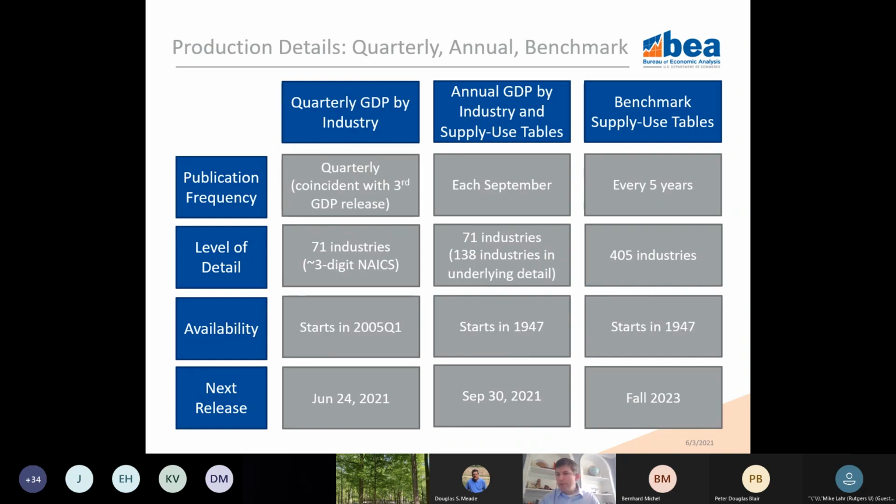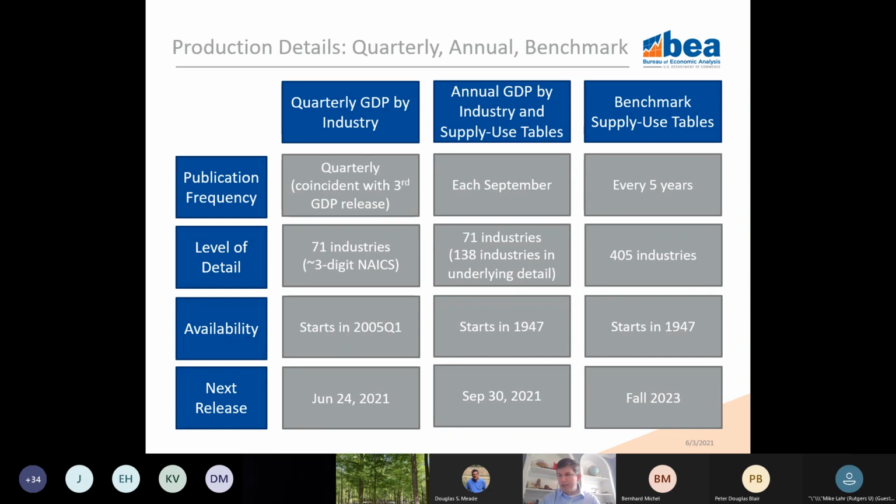So jumping back now to provide a little more detail about those core industry data sets, including our input-output tables, as well as the GDP by industry statistics. This table provides a summary of frequency, detail, etc. The GDP by industry data set is published both quarterly and annually. That's referenced in the first and second columns here. Quarterly releases are published coincident with the third expenditure-based GDP release, which is about 90 days after the end of the quarter.